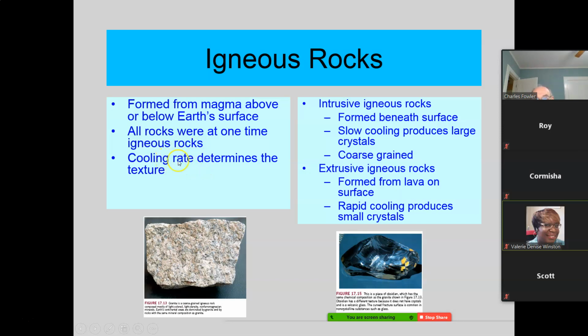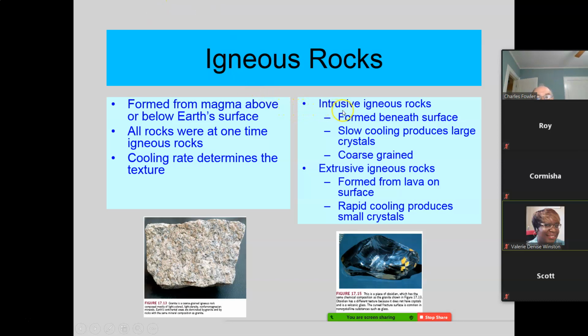Now, this is what we were talking about with time before. The cooling rate determines the texture. Texture is how rough or smooth, or the degree of roughness, that a rock has. So if a rock cooled very quickly in its formation process, it tends to have very small crystals, so it's a fine texture. If it cooled very slowly, it tended to form big crystals, and that gives a very coarse texture. So let's look at what factors into those cooling rates.